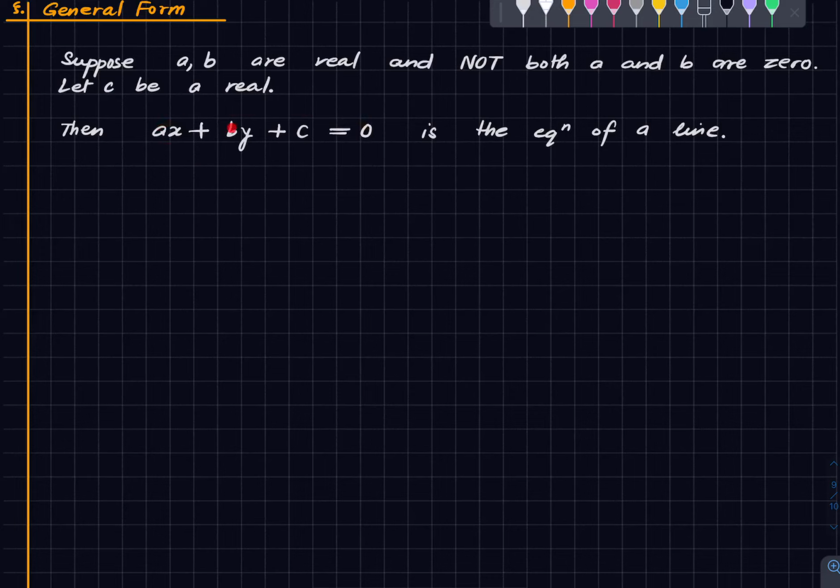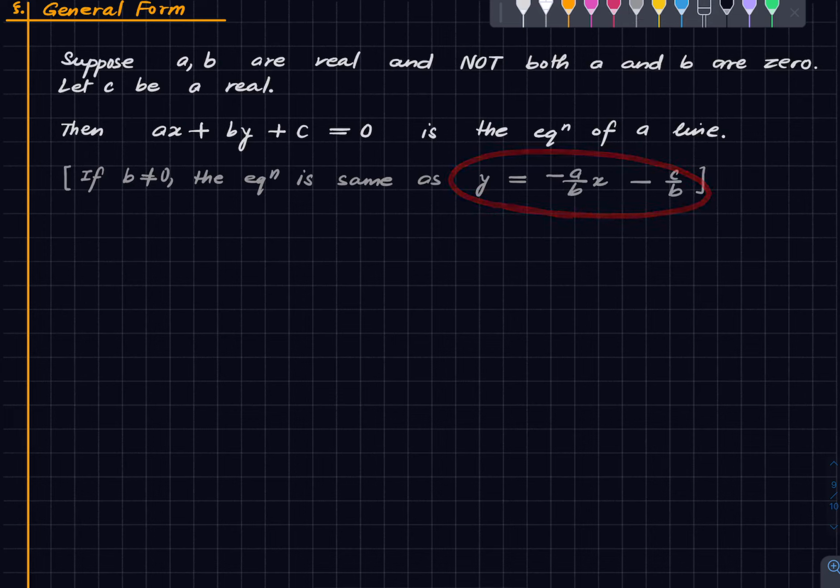Well, suppose b were non-zero. You can make 2 cases, either a is non-zero or b is non-zero or both. So if b is non-zero, then the equation is equivalent to y equals minus a upon b x minus c upon b. And now you can compare this with the slope-intercept form. So this is the equation of the line whose slope is this and intercept is that. So therefore, this is the equation of a line, and similarly, if b were 0, then it's even easier.